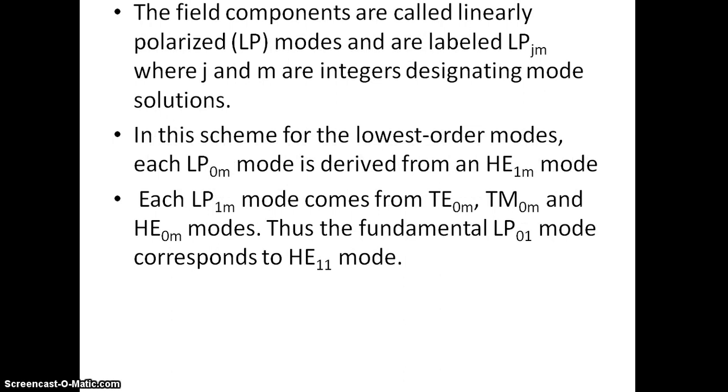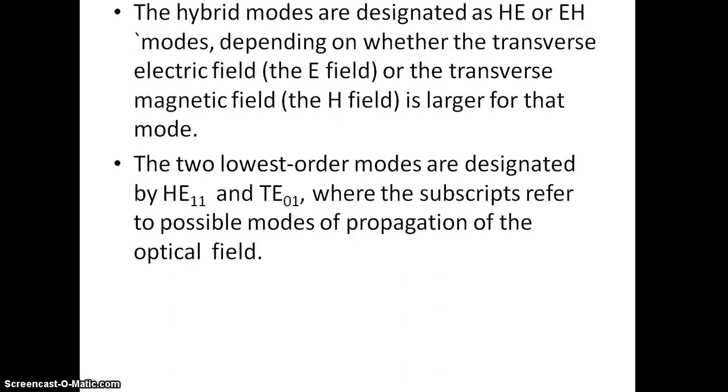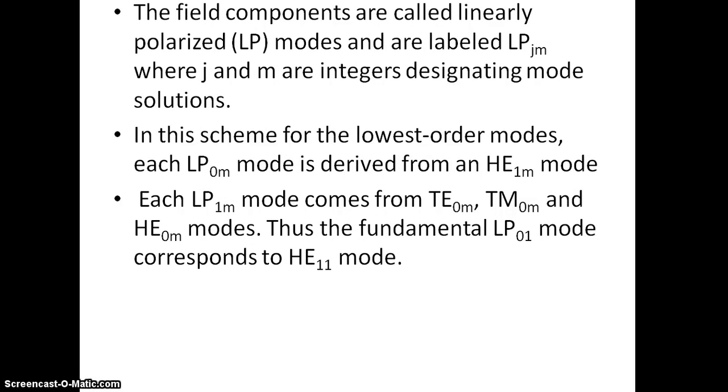Okay. So the field components, this combination of HE and TE modes, are called the linearly polarized modes, LP-JM modes. J and M are integers designating the mode solutions. The LP0M mode is derived from the HE1M mode. The LP1M mode comes from the TE0M, TM0M and HE0M modes. Thus the fundamental LP01 mode, which exists in single mode fiber, corresponds to the HE11 mode.